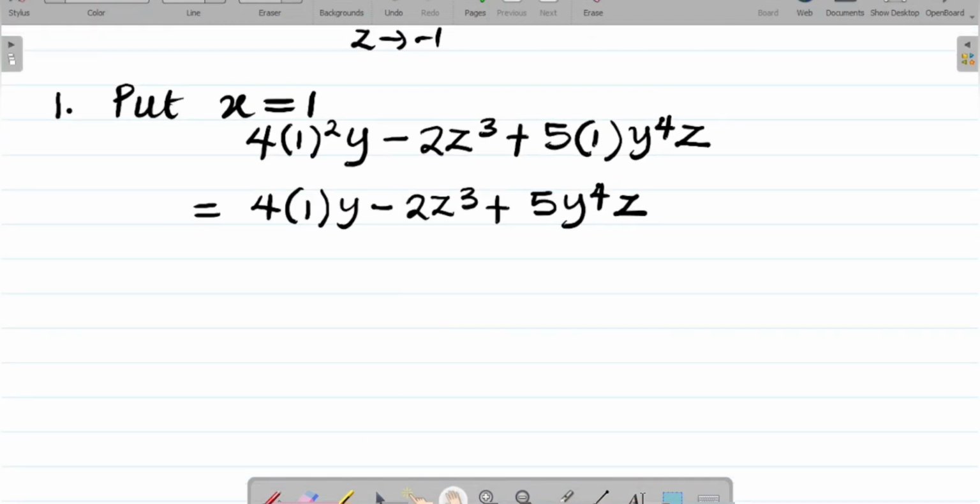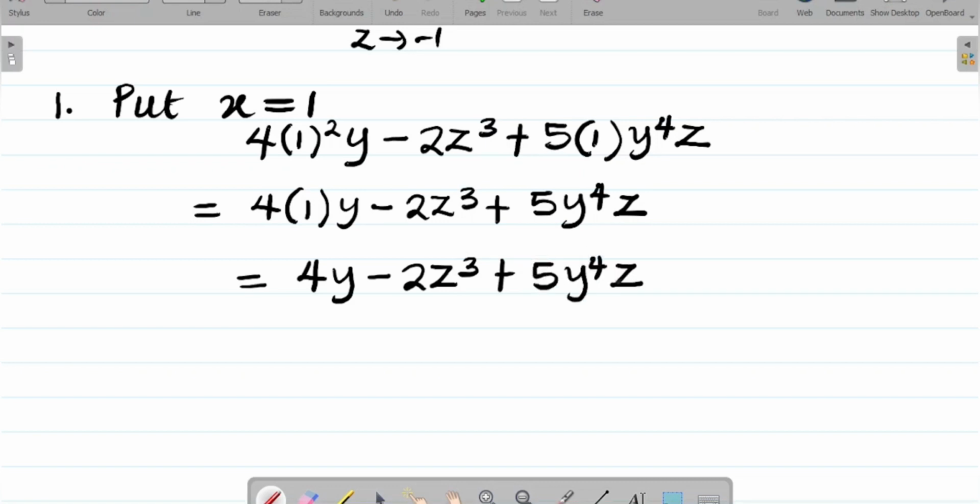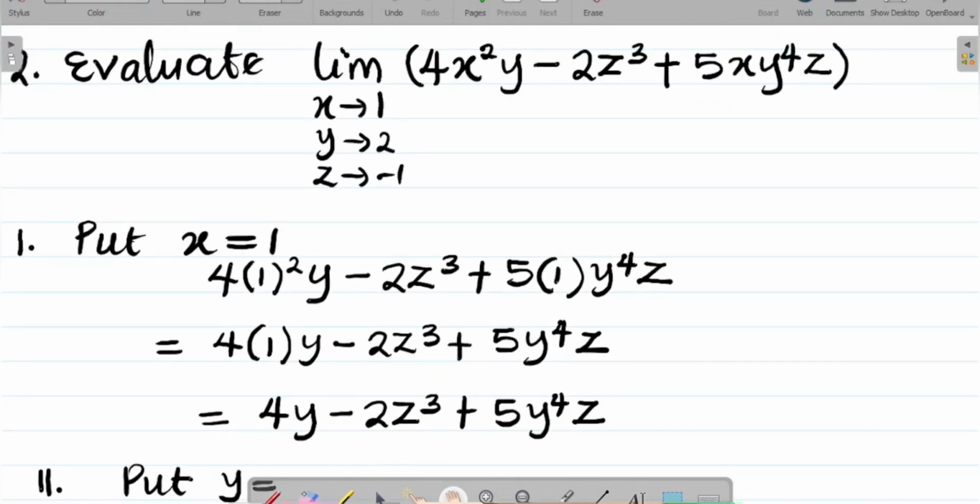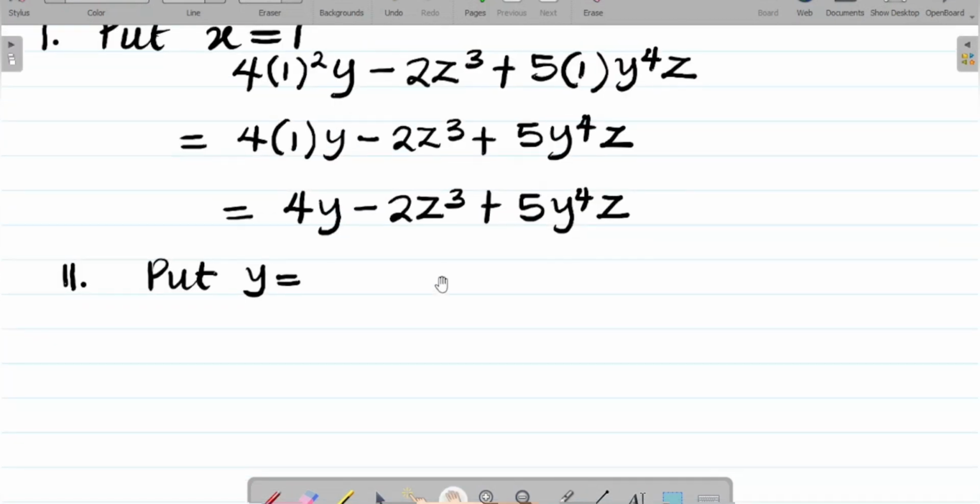Alright, simplifying again, this will be equal to 4 times 1 times y gives you 4y minus 2z cubed plus 5y to the power 4z. So I have this task here. Alright, so I'm done simplifying the x. My second task would be to put y as equal to, so going back to my question, you can say that y approaches 2. So put y as being equal to 2.